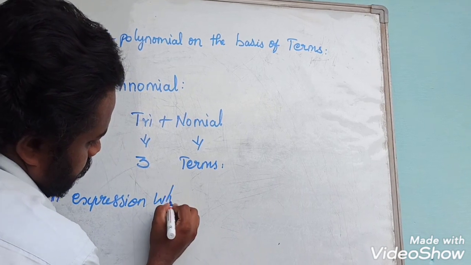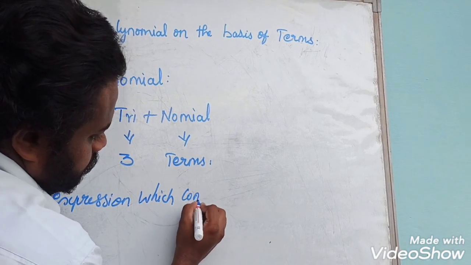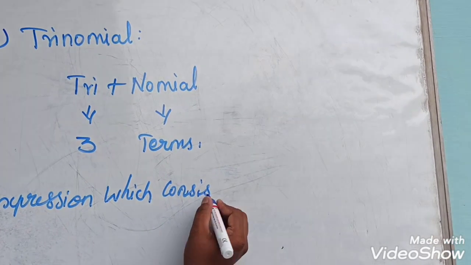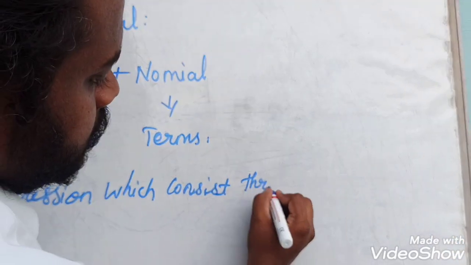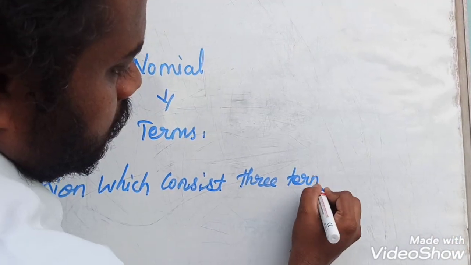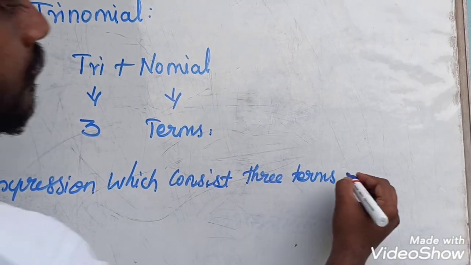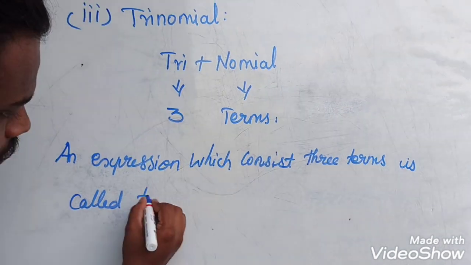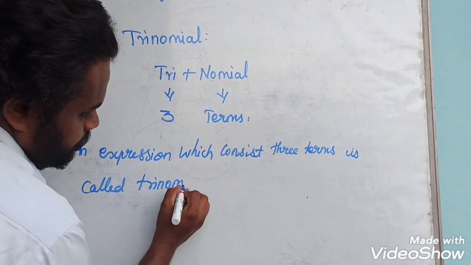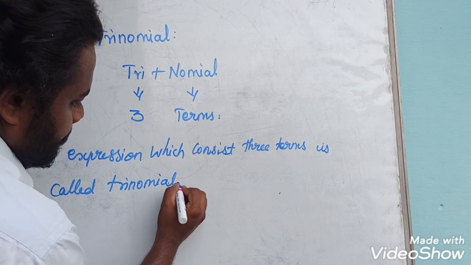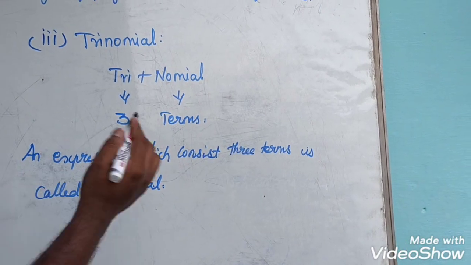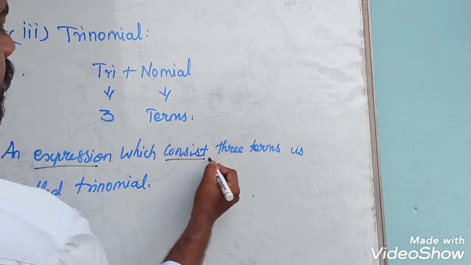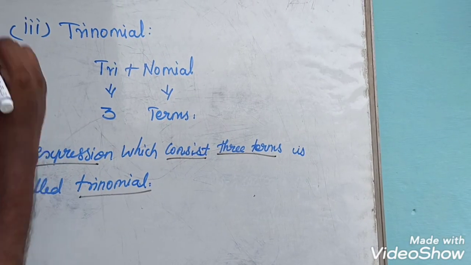An expression which consists of 3 terms is called a trinomial. So the important point: an expression that consists of 3 terms is called a trinomial.